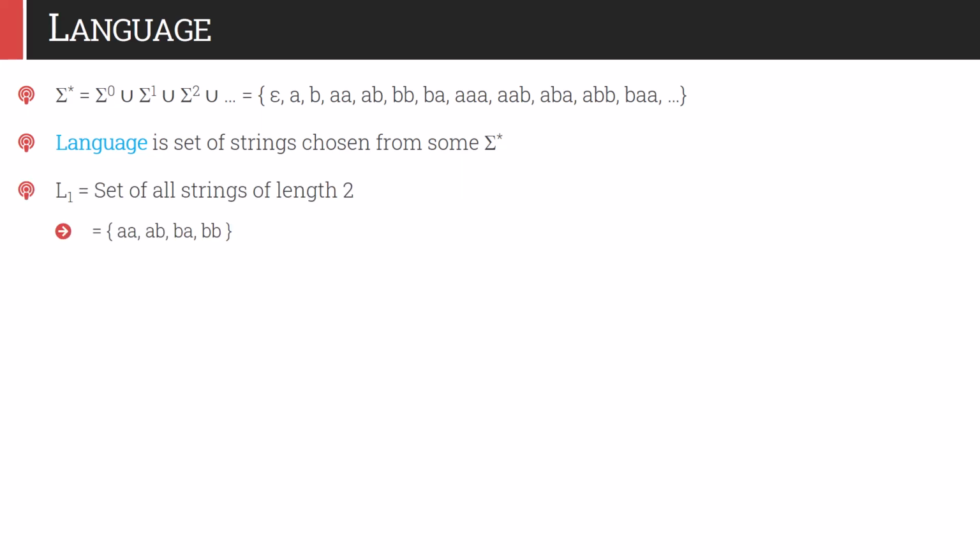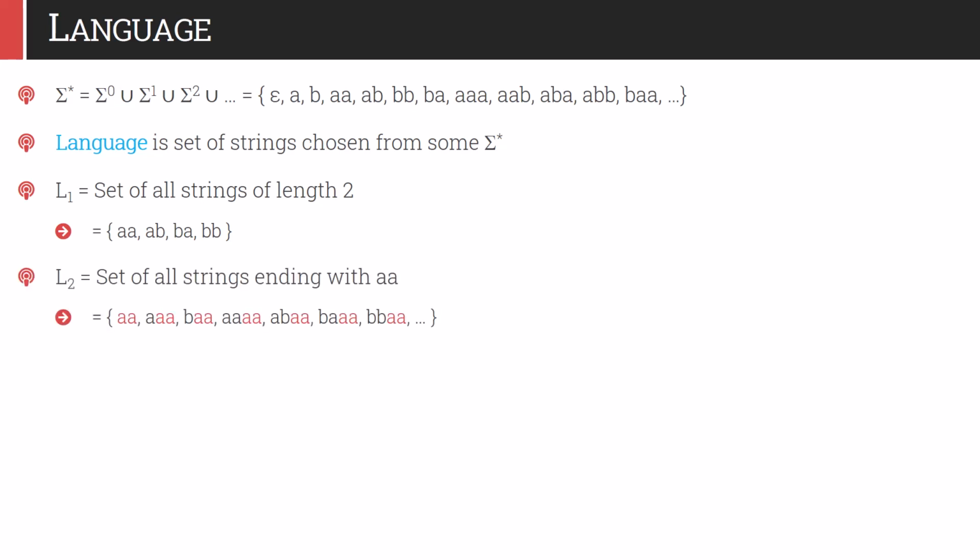For example, L1 is equal to the set of all strings of length 2. So sigma star has infinite strings, but from that we are defining a certain rule and we are forming the language. So what the L1 language says is that it contains the set of all the strings of length exactly 2. So now L1 is restricted, and it will have only 4 strings: AA, AB, BA, and BB, because only 4 strings are satisfying the rules of language L1. So L1, or any language, is definitely going to be a subset of sigma star. So as we change the rules, our language will keep changing.